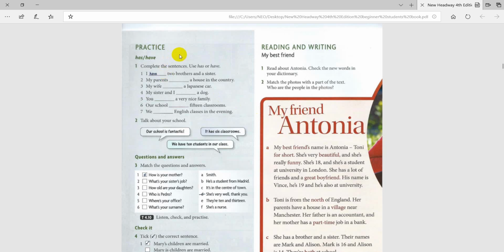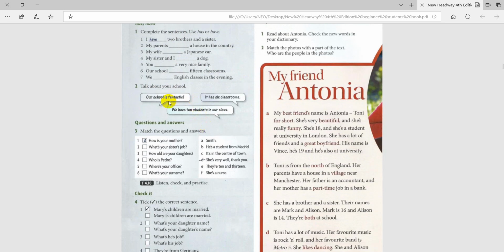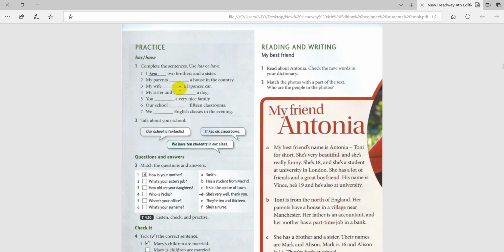So, coming back to complete our topic, our cards, our lesson. Here we are in number two, talk about your school. As I said, our school is fantastic. It has six classrooms. We have 10 students in our class. I need you, after we finish this exercise, to write a paragraph.